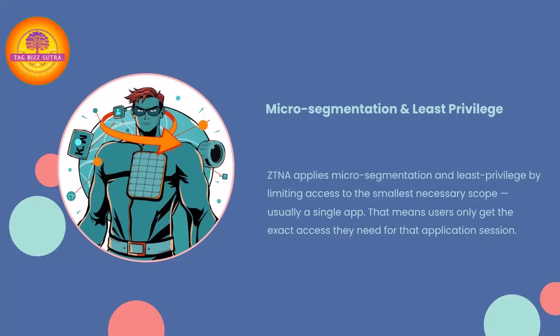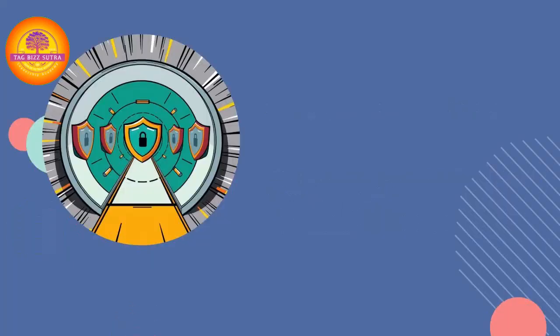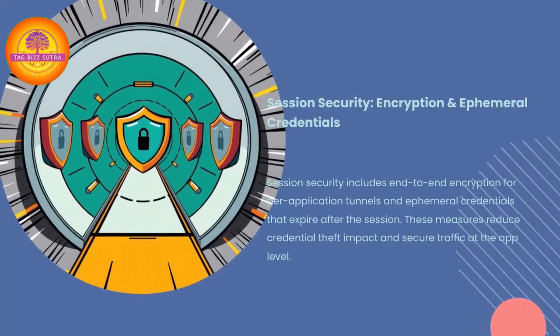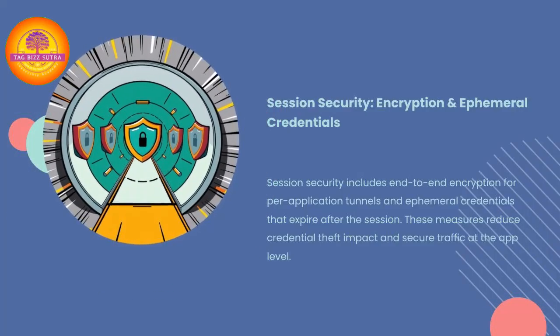That means users only get the exact access they need for that application session. Session security includes end-to-end encryption for per-application tunnels and ephemeral credentials that expire after the session. These measures reduce credential theft impact and secure traffic at the app level.